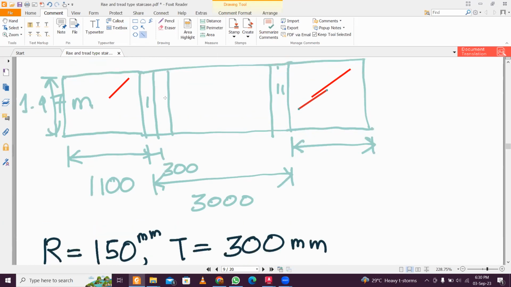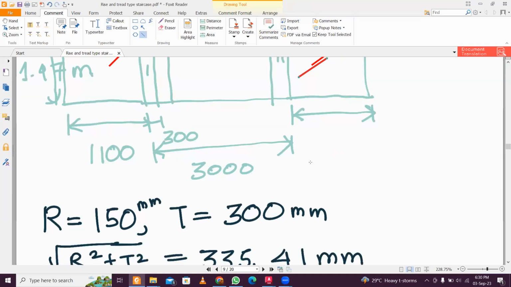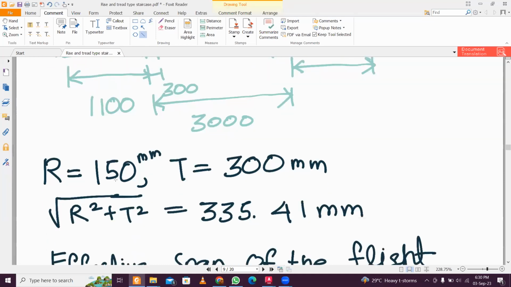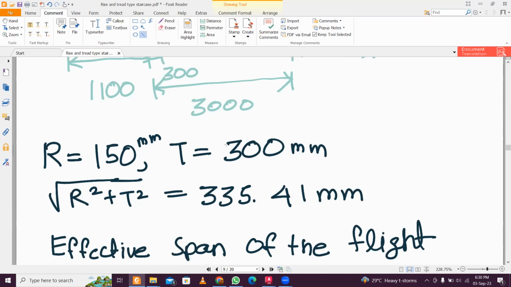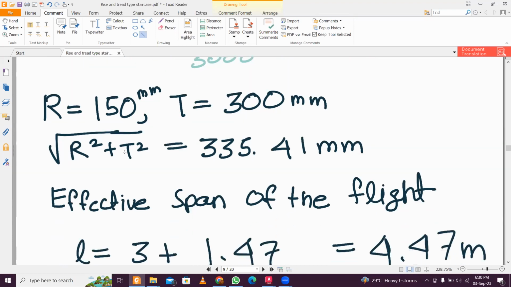We have the lengths here, 1100 and 3000, and the right side portion is also 1100 that I've taken. The riser data has already been given by the architect, so we'll try to keep all the data constant and not change any. If any emergency situation arises and something is required, then we can change it. So riser is 150 and tread is 300. It is given.